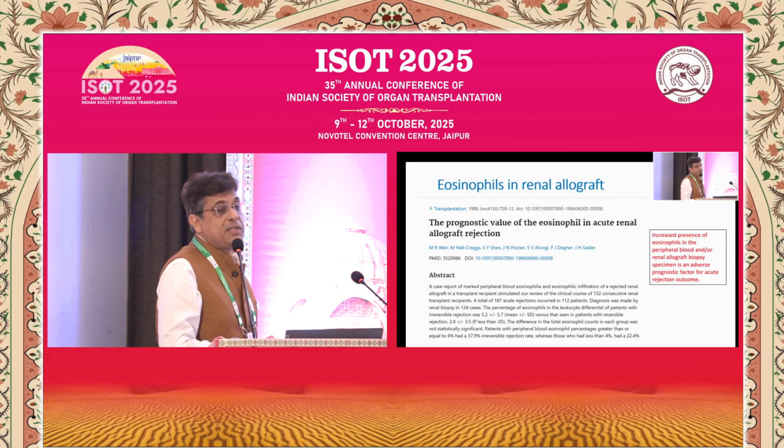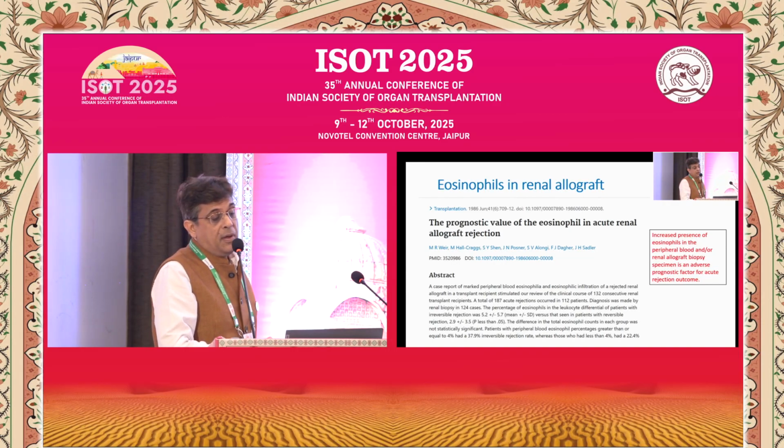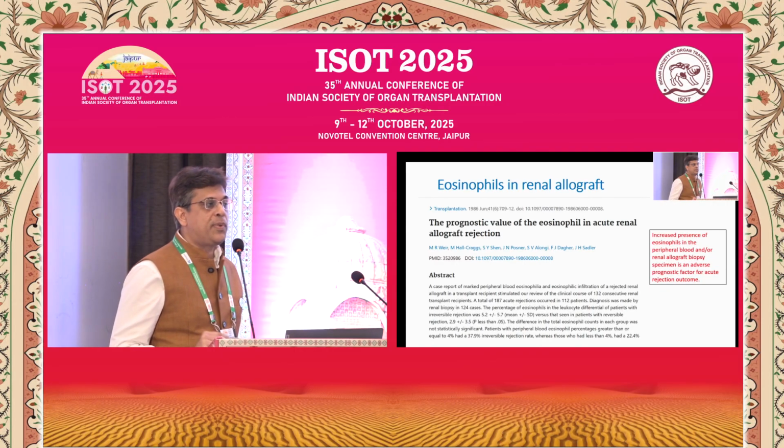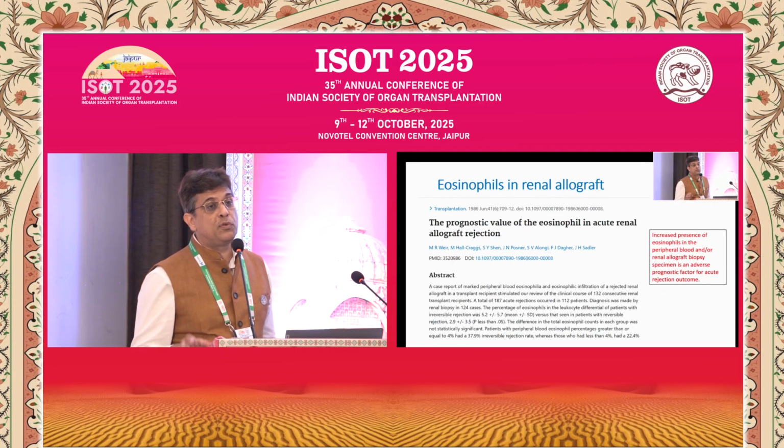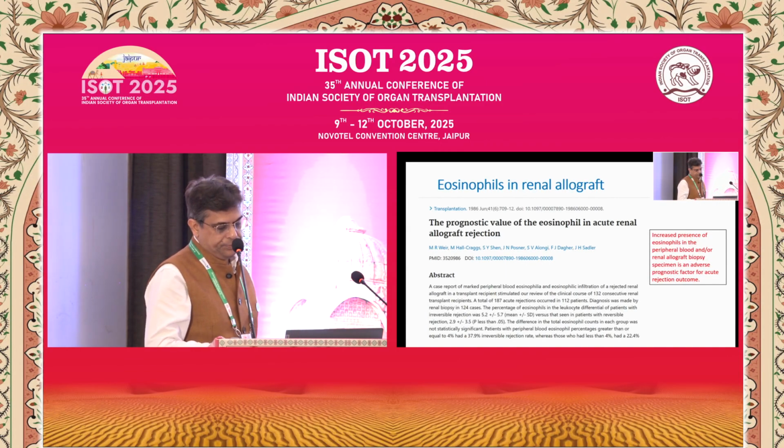And if you look carefully, this paper is from 1986. So even before the Banff classification came in, in the early transplant period, they realized that eosinophils are actually associated with acute allograft rejection. And even till date, there is no separate category in Banff to call eosinophil-rich rejection. Probably we are not diagnosing it, or maybe it's not very common, but I'm sure in time to come, there will be an important addition to the whole Banff classification.